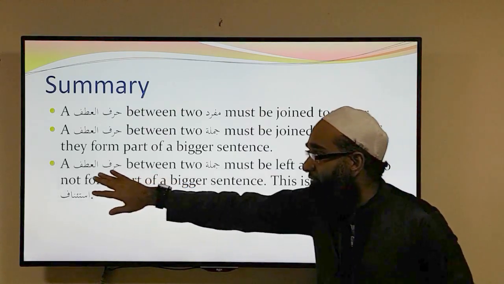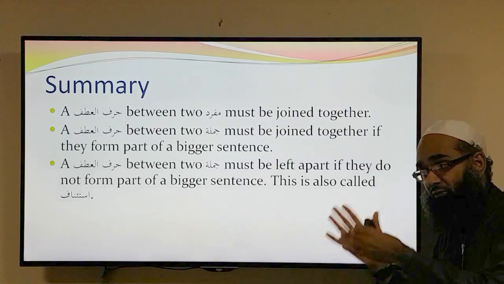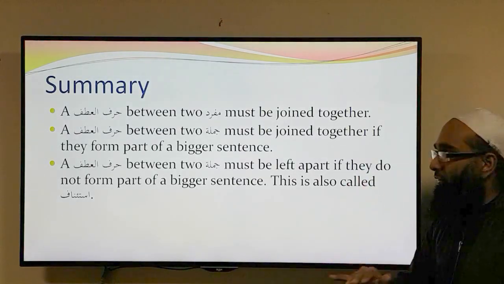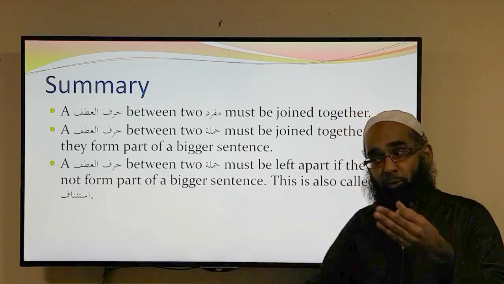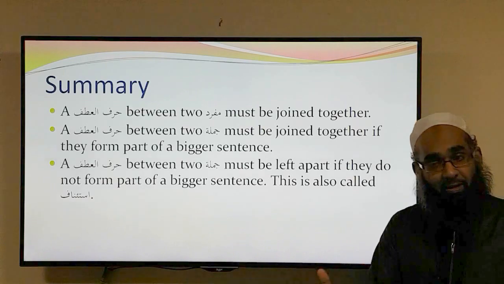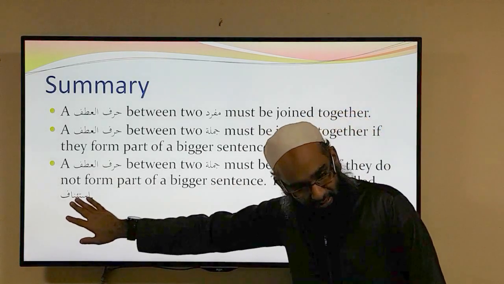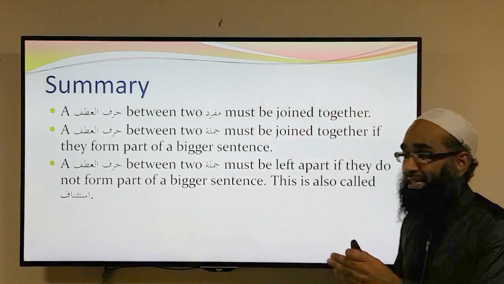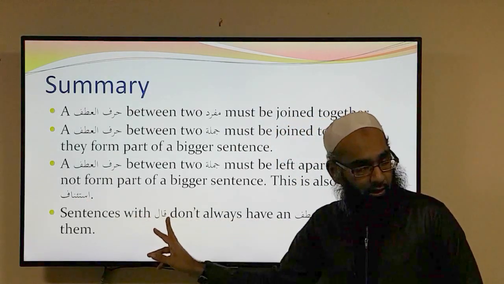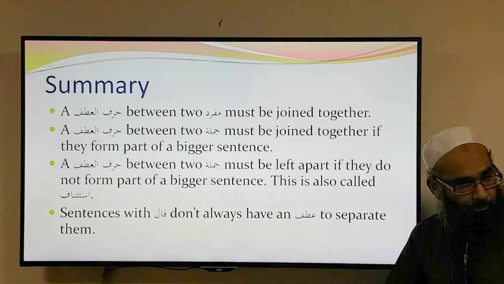And if the harf al-atf comes between two sentences, but each sentence has its own individual i'rab, then you don't have to say ma'tuf alayh ma'tuf. And this is what they call isti'naf. I said to you, some books will say that this is ma'tuf. That's fine, but that's the ma'tuf which doesn't have a part in a bigger sentence. So you can call it ma'tuf if you want to, but we call it isti'naf. Okay? Because it means it's separate, not in meaning, but in terms of i'rab. And sentences with qala don't always have to have a harf al-atf before them. Following? Any questions?